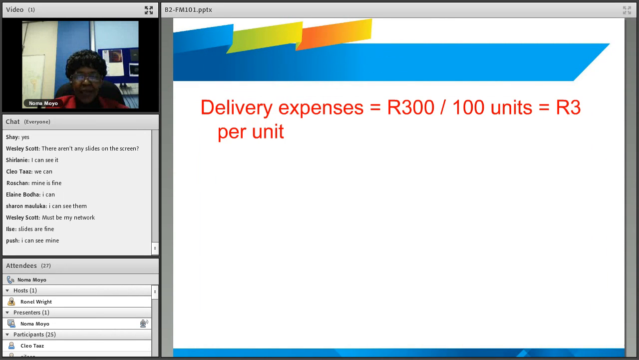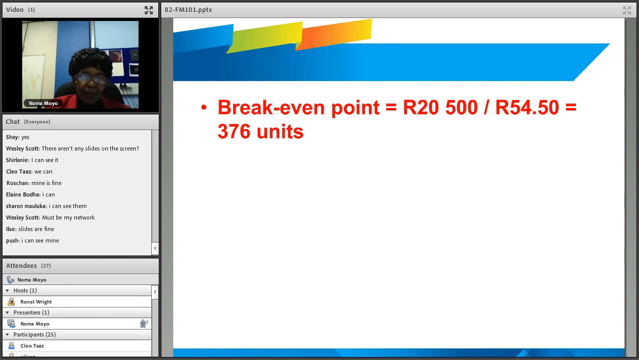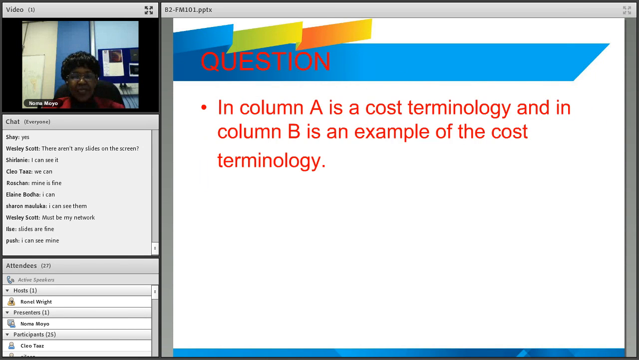So now another variable was delivery expenses. If it's 300 rands for 100 units, it means it's going to be 3 rands per unit. So we are going to add that to the current variable costs. So this is what we are going to have. Our total fixed cost, we had our depreciation, we had our rental, which means we are going to have 20,500. Now let's try and calculate our variable cost per unit.